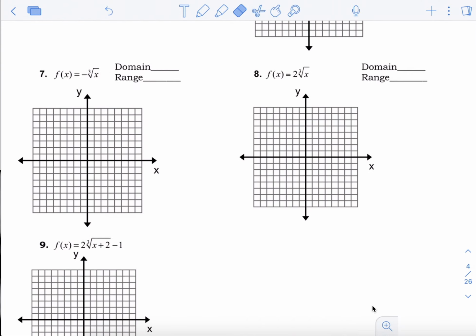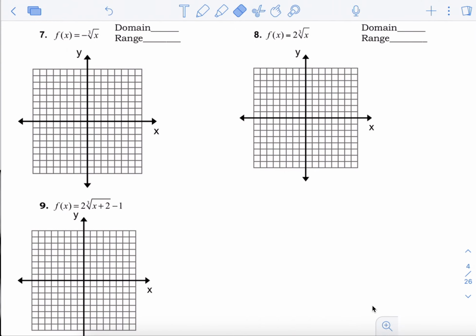All right, so transformations are going to be the same. We're only doing 3 of these. So I'm going to write the transformations out, do the graph, and then we'll talk domain and range, okay? All right, so on that first one, there's only a negative in front. So again, that's a reflection over the x-axis. That's going to take our graph, and instead of going this way, it's going to flip it and go this way.